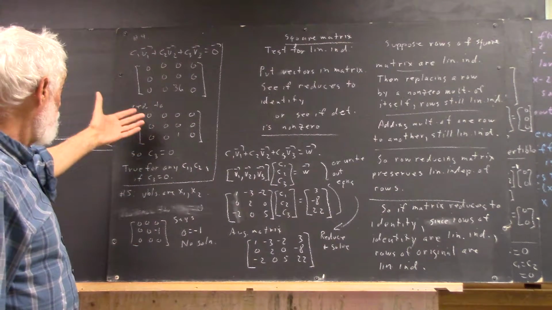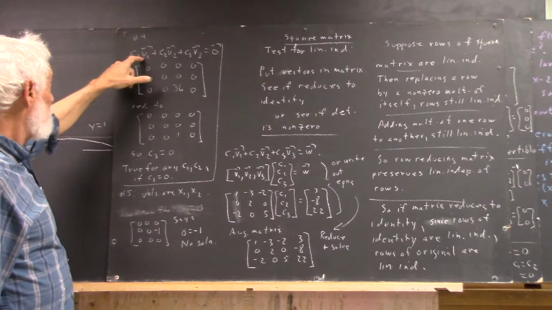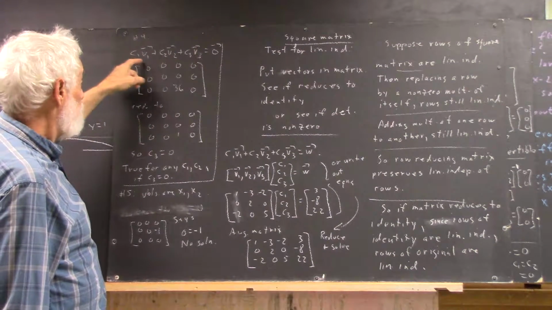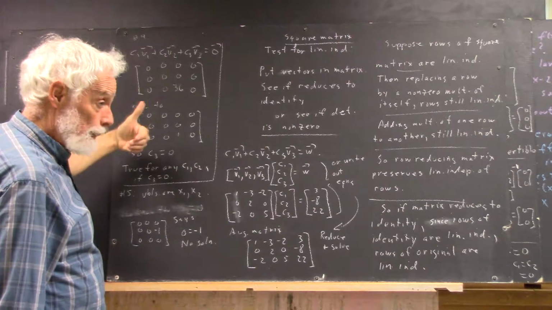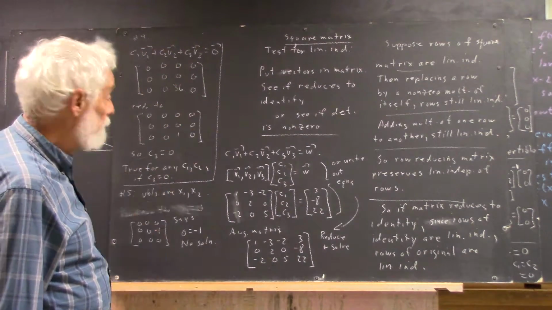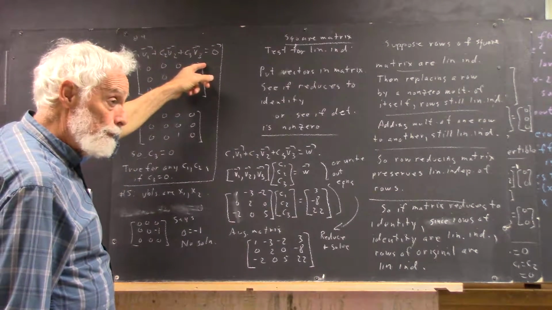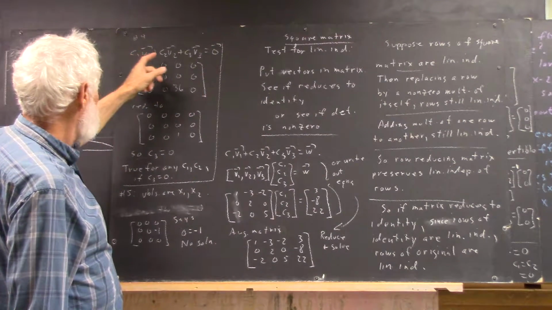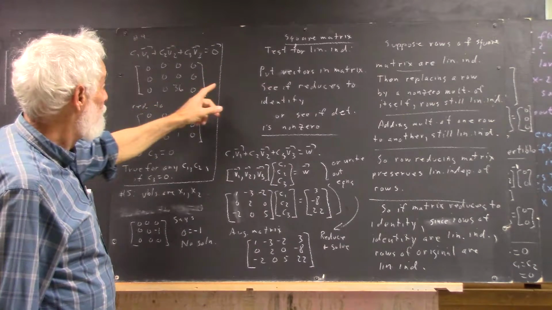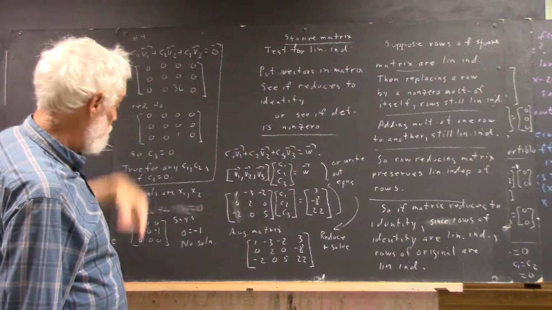So is that the case? Well, does it matter what C1 is? We multiply C1 times V1, well V1 is a column of zeros, so whatever C1 is, C1 times a column of zeros is going to be a column of zeros. And C2 times V2 will be a column of zeros for the same reason. So as long as C3 is 0, it doesn't matter what C1 and C2 are, you're going to get the 0 vector when you add these up. Again, C3 has to be 0 because the V3 vector is not a 0 vector.